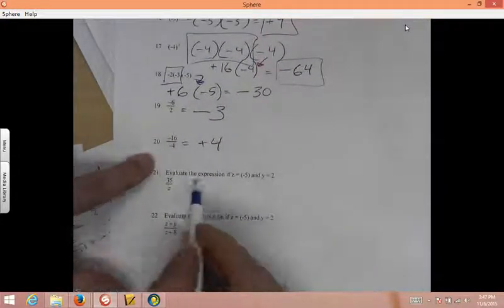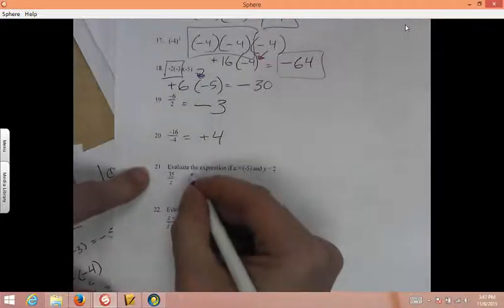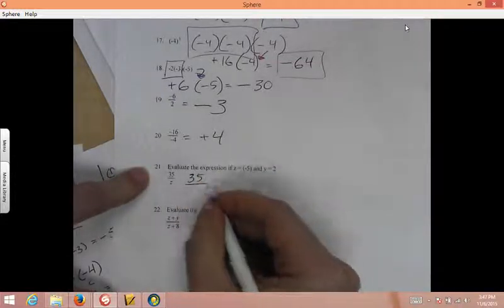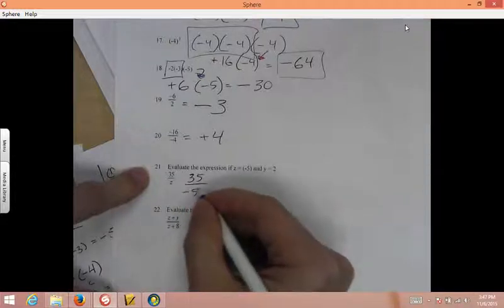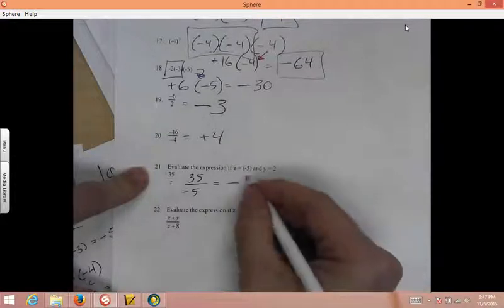Right here, evaluate each expression if z equals -5 and y equals 2. All right, so I'm going to rewrite this as 35 divided by z, and z is -5, so I put that there. And let's see, signs are different, so it's negative. 35 divided by 5 is 7.